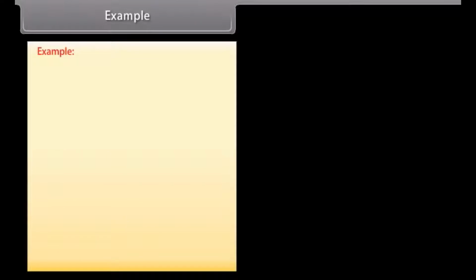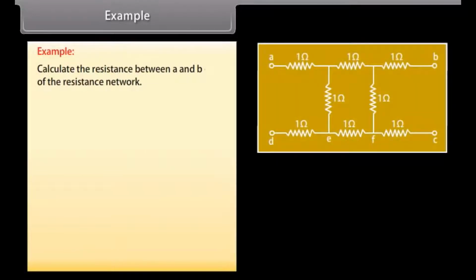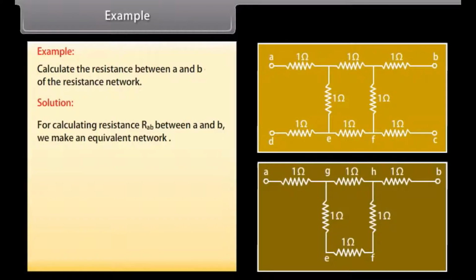Example. Let's take an example on combination of resistors. Calculate the resistance between A and B of the resistance network shown in the given figure. Let's see the solution. For calculating resistance RAB between A and B, we make an equivalent network shown in figure.